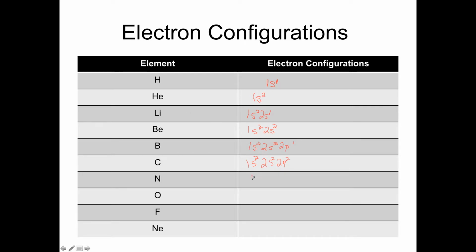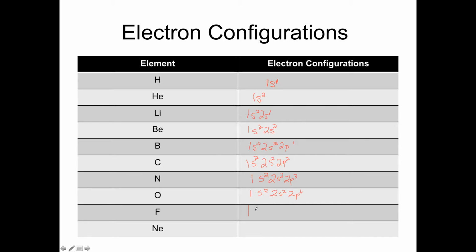Nitrogen, I start 1s2, 2s2, 2p3. It's the third one over in that p block. Oxygen, 1s2, 2s2, 2p4. Adding up those superscripts, I get a total of 8. That's the number oxygen is.